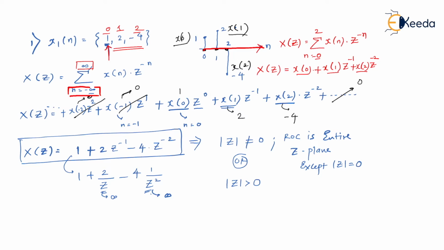So the nature of x1(n), let me write it, then I'll come to the final conclusion. So the x1(n) signal is, I would say, a right-handed signal, and to be very precise, it is a causal signal. So it is a causal signal and a finite length. So causal signal and a finite length. Let us start with the second signal.